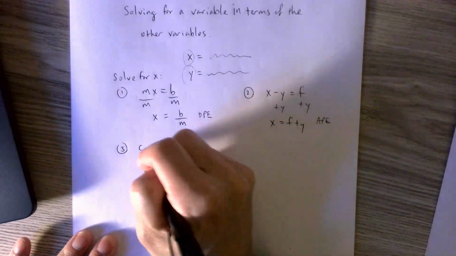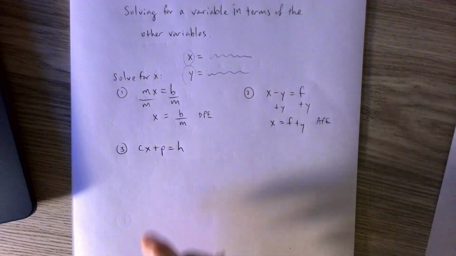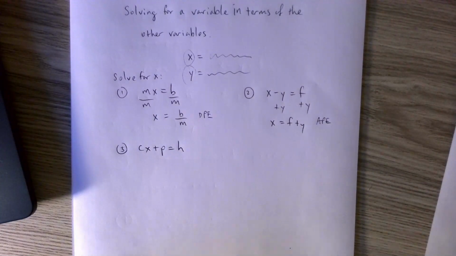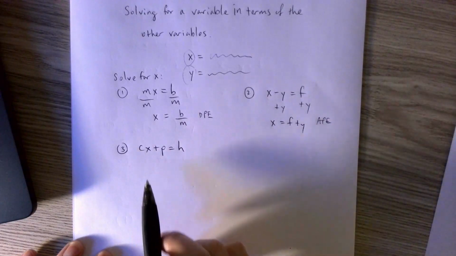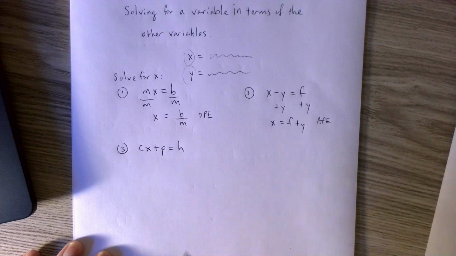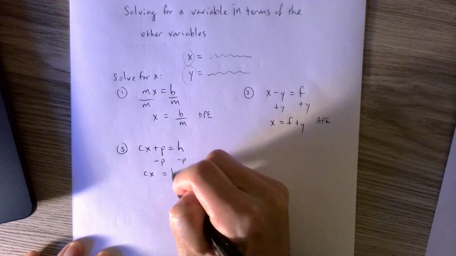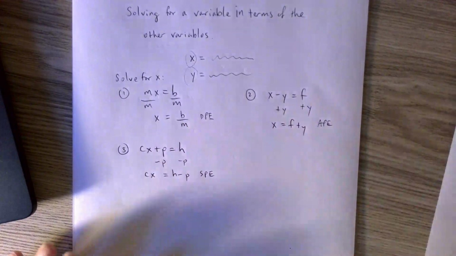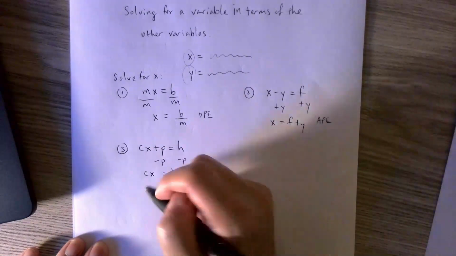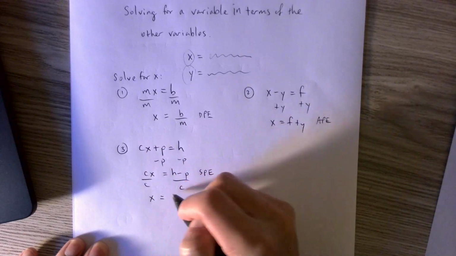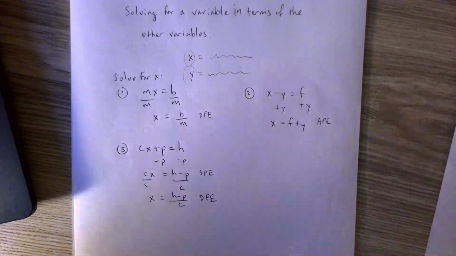Okay, here's one that's a little more complex. Okay, so now they're burying the x under a couple layers to hide it from you, but that's not going to stop us because we're going to carefully peel off the layers to get to our x. So using SPE, get that so I can see the x right there, and I can peel off the last layer, the C. Using DPE to solve for x, and I'm done.